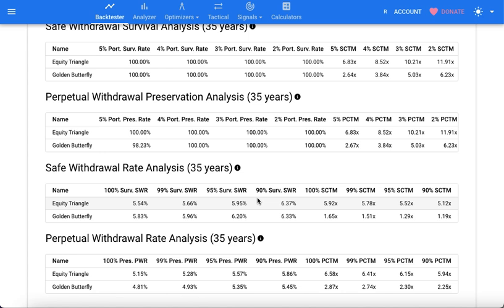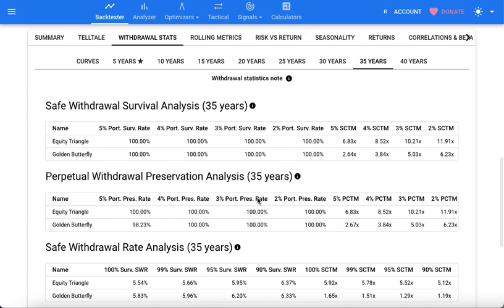But as you lengthen the time period, perpetual withdrawal rates actually increase after that initial 5 or 6 or 7 years where it's at zero. After that, they start to go up. Safe withdrawal rates decline over time. And what's produced is a curve, which I'll show you in just a second.